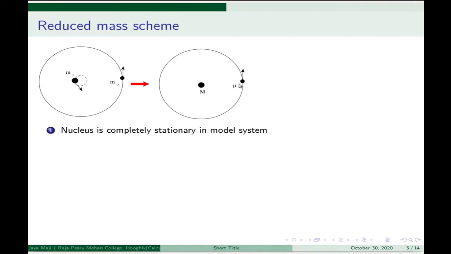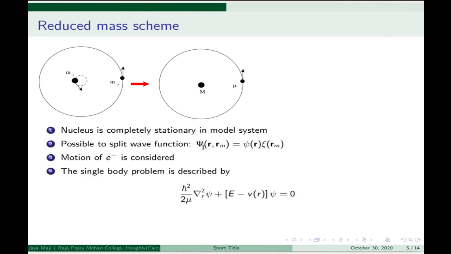Now it's possible to split the total wave function, psi, which is a function of r and rm, into the product of two wave functions. One is small psi, the function of r, which describes the wave function of the electron, and xi, the wave function of the nucleus, that is the proton, which is a function of rm. And this splitting is possible because the center of mass is completely independent with respect to the reduced mass. Therefore the single body problem can be described by the following equation, and we are interested in the electron motion.